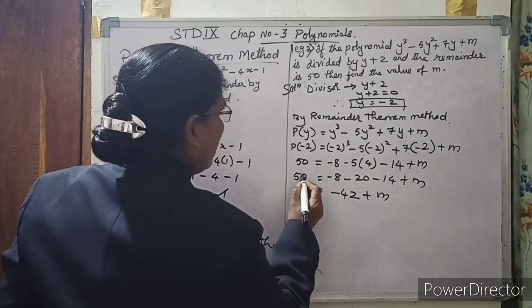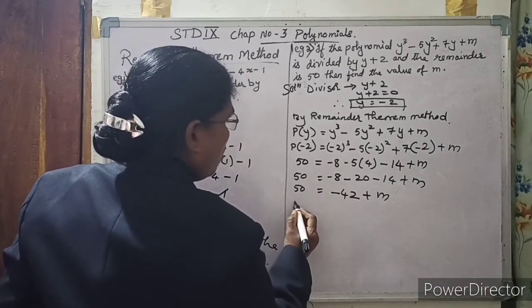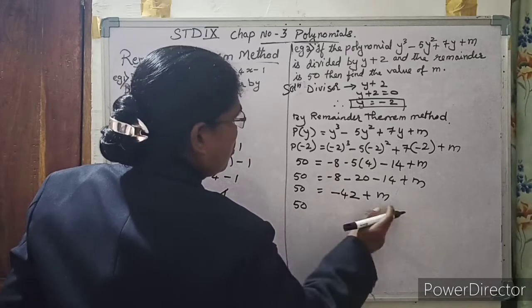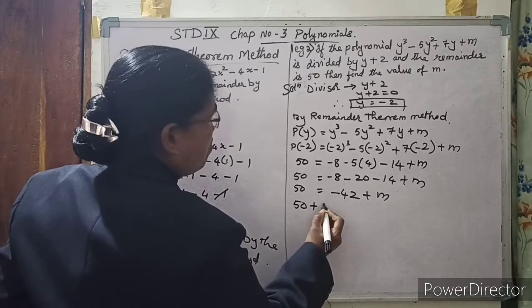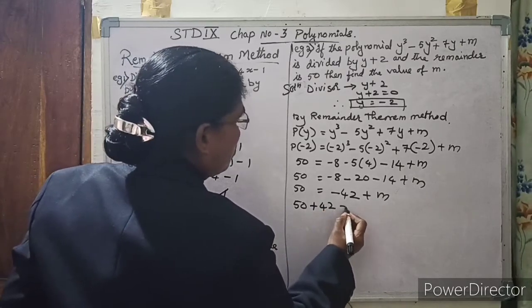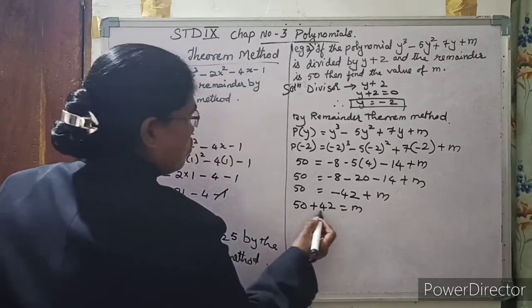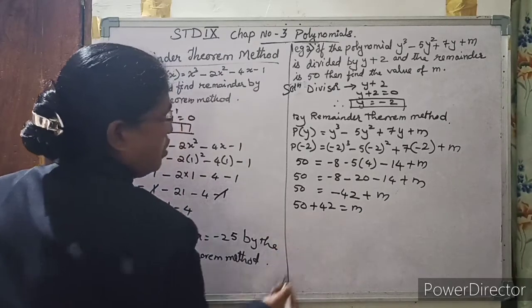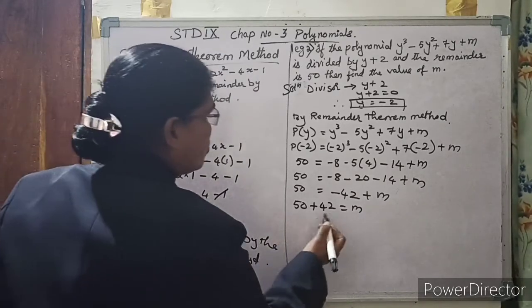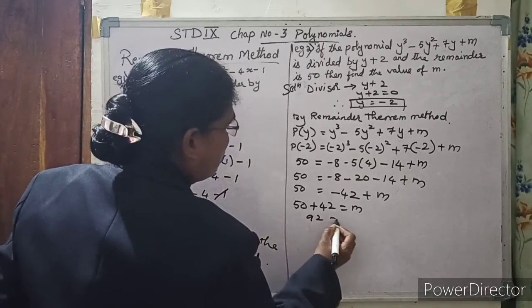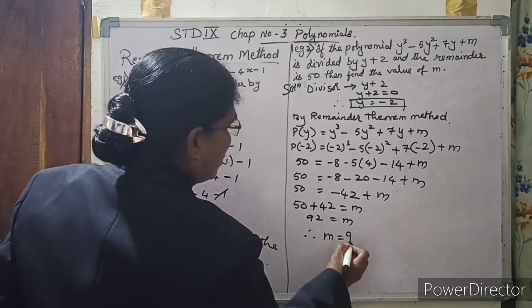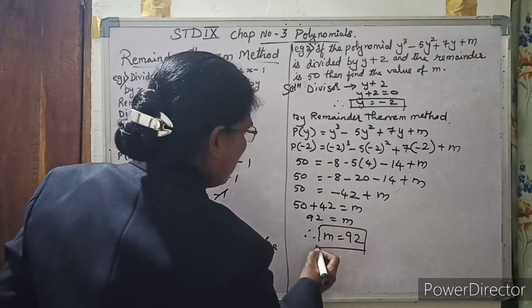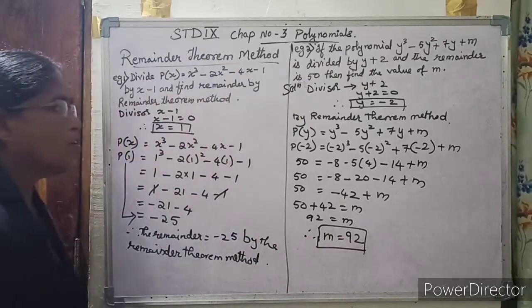So this is 50 equal to this. Now 50 equals what I have got here. So this number you bring to this side: 50 plus 42 is equal to m, which will remain here. So 50 plus this 42 will be equal to 92. So 92 is equal to m. Therefore, the m value I have got is 92. So this is the solution.